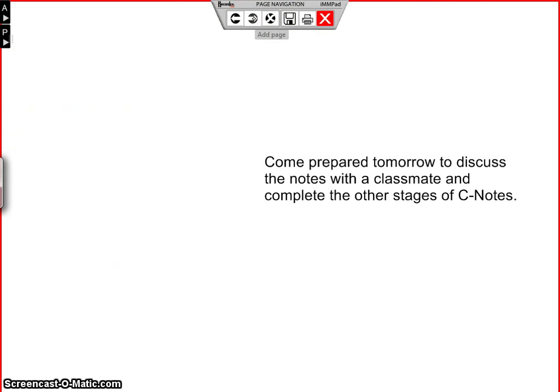That's it for tonight. Come prepared tomorrow to discuss the notes, ask questions about the notes, and to finish the other stages of Cornell Notes. At this point, you should only have your note column filled in. We'll complete the other stages tomorrow.